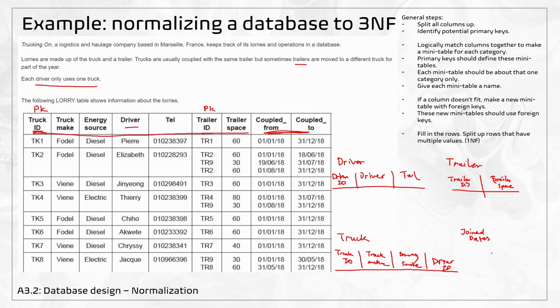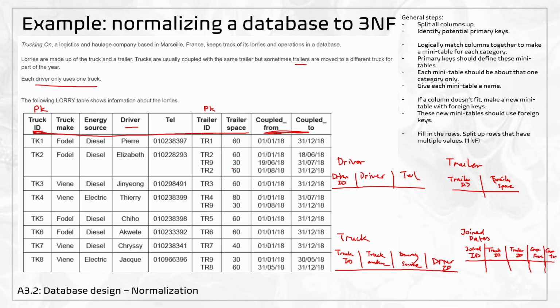So let's first draw our foreign keys for this table. Because the dates need the trailer ID and the truck ID, let's just write those first. I'm running out of space here, but I'll just make it small. So it's truck ID, trailer ID, and now we're going to draw the dates. So coupled from and coupled to, and those will be our four columns straight from this table. But because we don't have a primary key, let's just write joined ID. And there we go. Those are 4 tables for this example right here. And now we just have to fill in the rows.